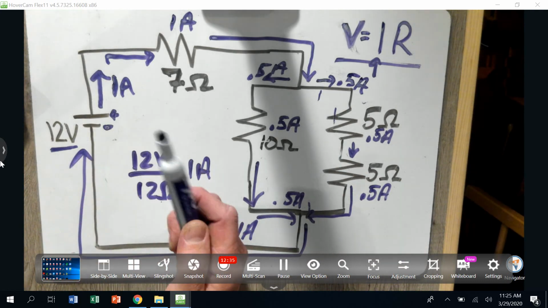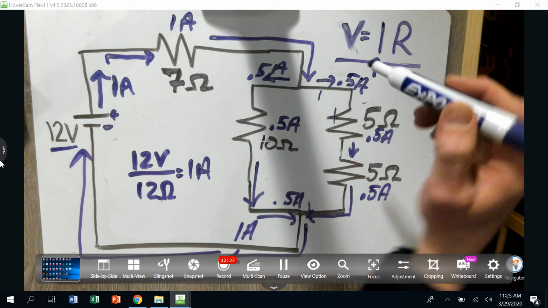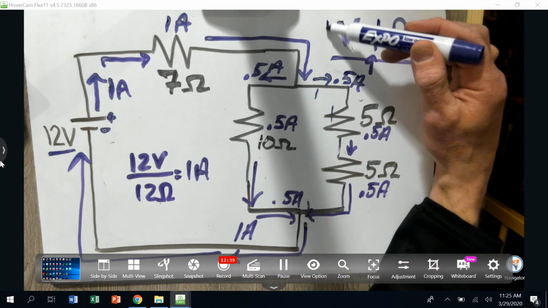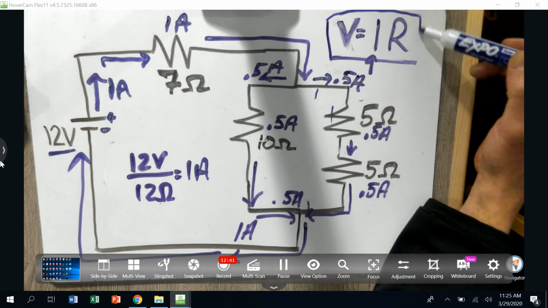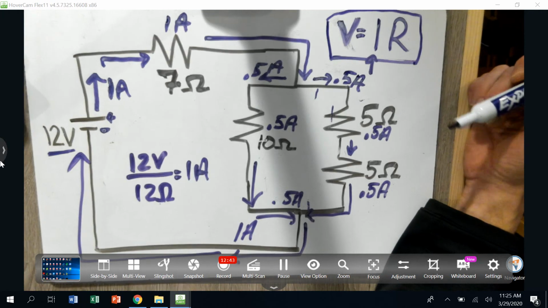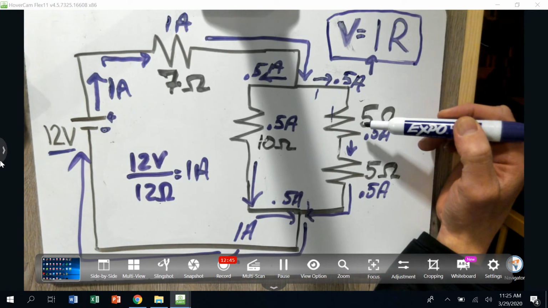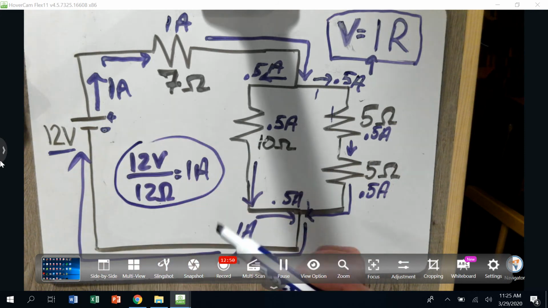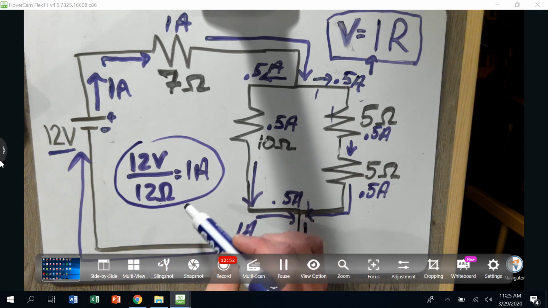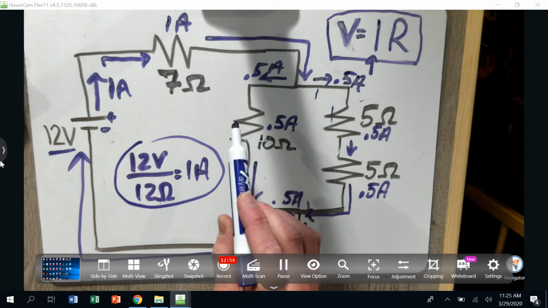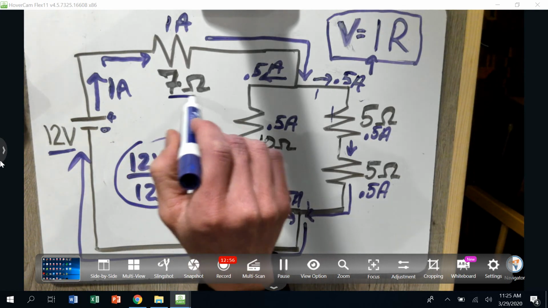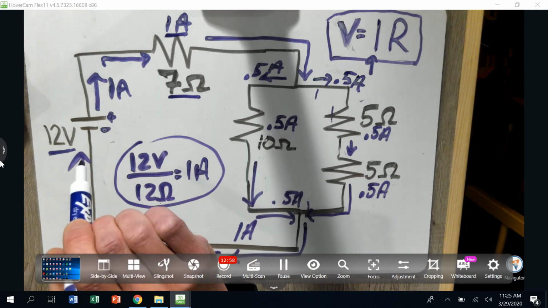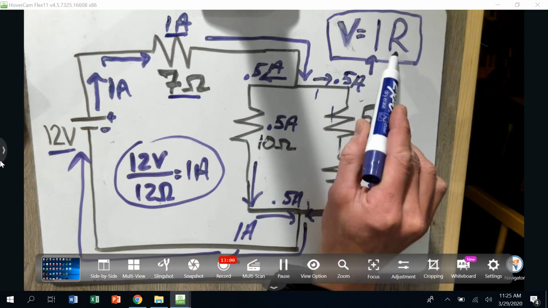So I'm going to now take a look at this in terms of volts. Now, way back at the beginning of this video, I said we can use this equation, Ohm's law, both on individual parts and on the whole. So far we've used it on the whole right here: 12 volts, 12 ohms, 1 amp. Let's use it on individual parts. 7 ohms, 1 amp for this resistor.